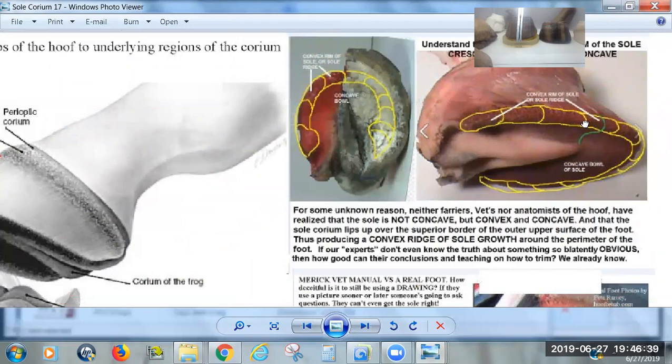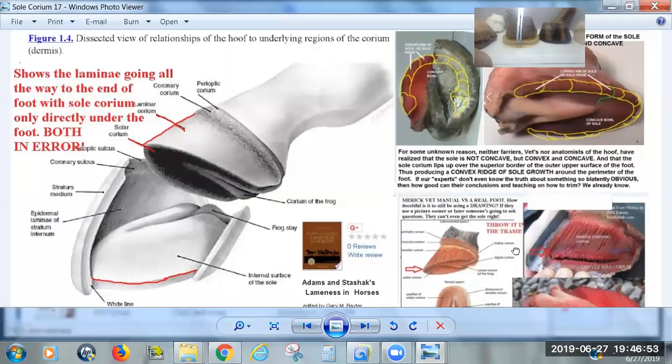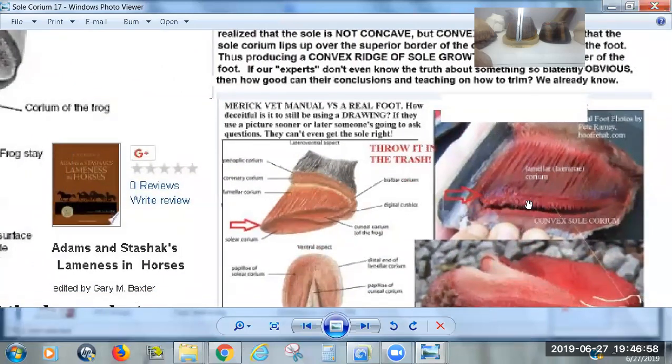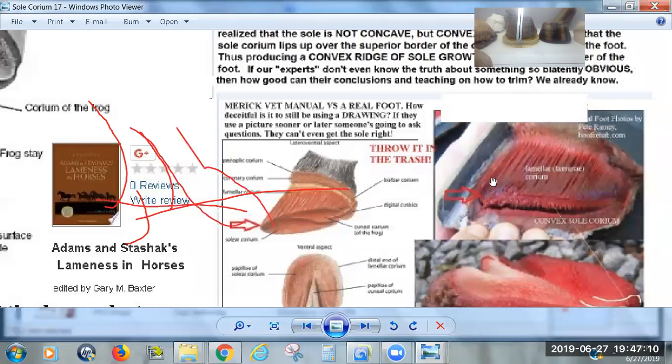Okay, right, so you see, here's the foot. You see the foot here? The sole corium, it lips up around the top of the foot. Do you see that? Okay, look here. See this right here? You see how the lamina, that shadow you're seeing, that's right in here. You're seeing the sole corium here, and you're seeing the lamina. That's what you're seeing in that shadow.